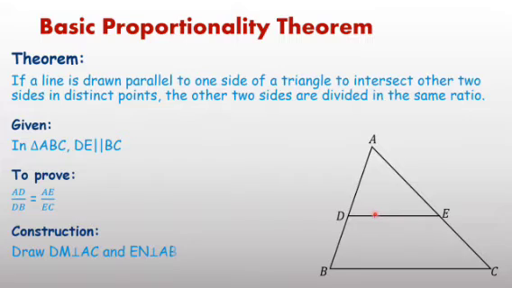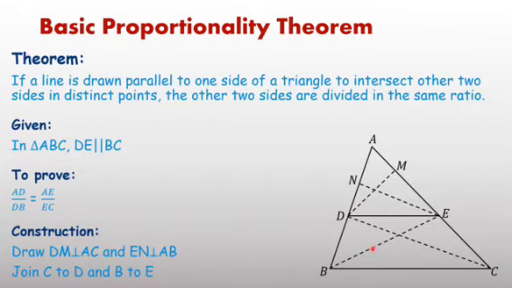To prove this result, some construction is required. First, draw DM perpendicular to AC and EN perpendicular to AB, and also join D to C and B to E. That is the construction. Now we have to start the proof.